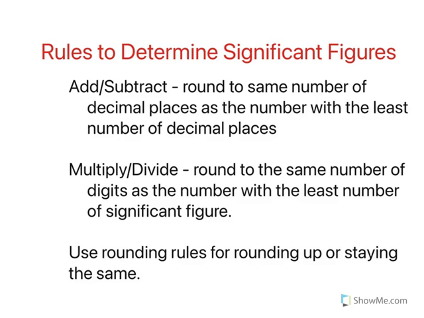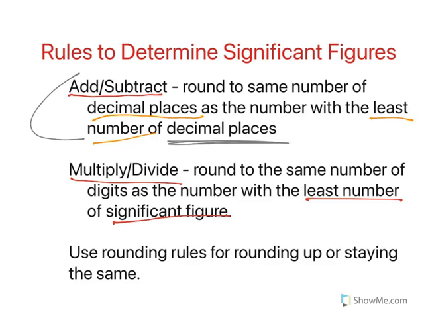Okay, rules to determine significant figures. When you are adding and subtracting, we will round to the same number of decimal places as the number with the least number of decimal places. When multiplying and dividing, we will round to the same number of digits as the number with the least number of significant figures. So you'll notice when you add and subtract, it's about decimal places. When you multiply and divide, it's about significant figures. And we're rounding, so we're going to use our normal rounding rules.